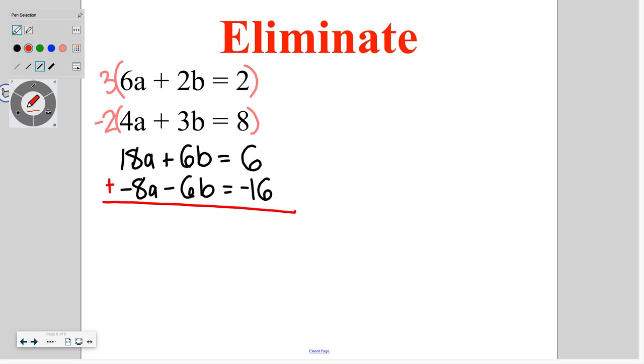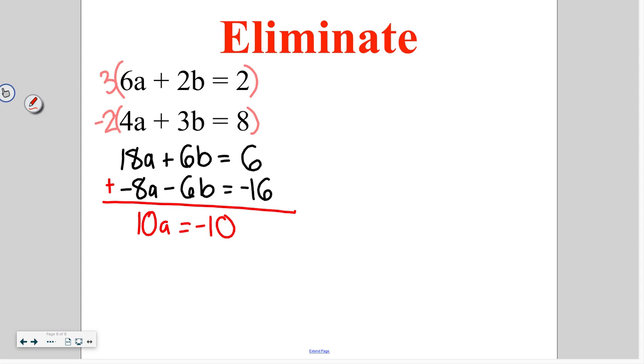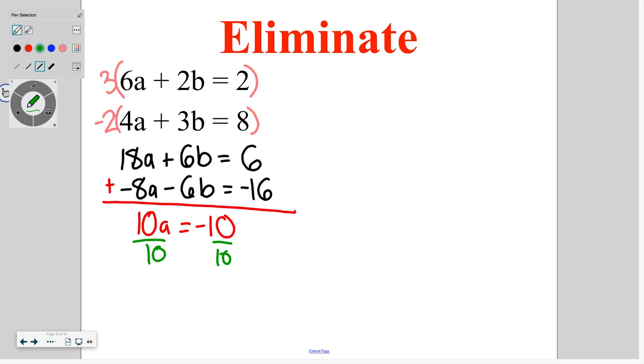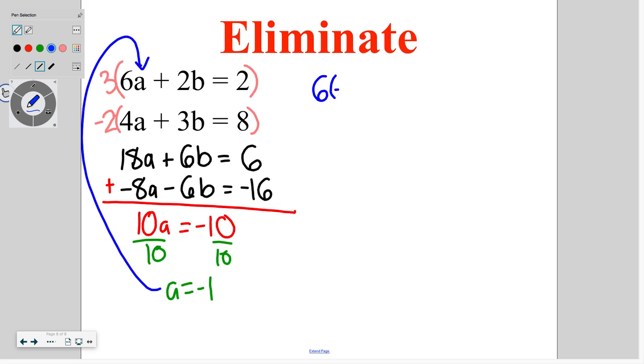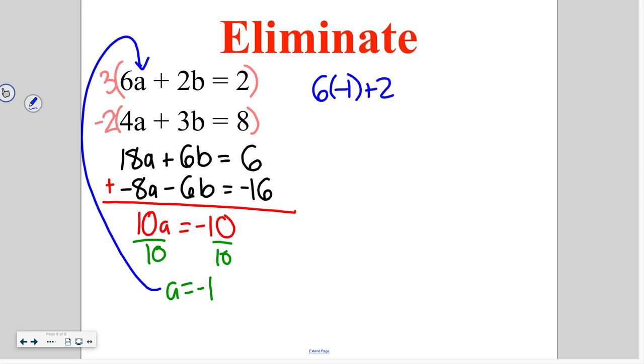So 18 plus negative 8 gives me 10a. The b's cancel out, and 6 plus negative 16 is going to give me a negative 10. I'm going to go ahead and divide both of those by 10 and get a is equal to negative 1. Then I'm going to go ahead and plug that back in to the original equation and get 6 times negative 1 plus 2b is equal to 2.